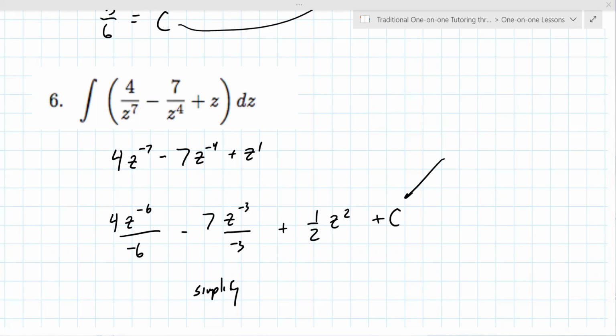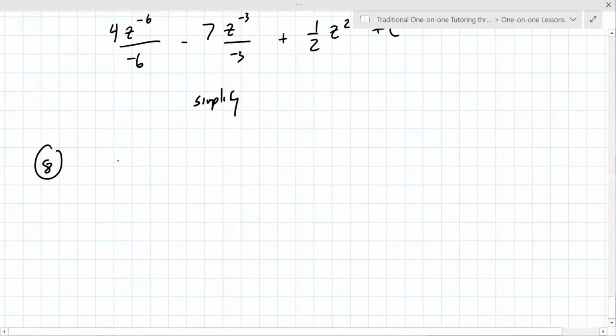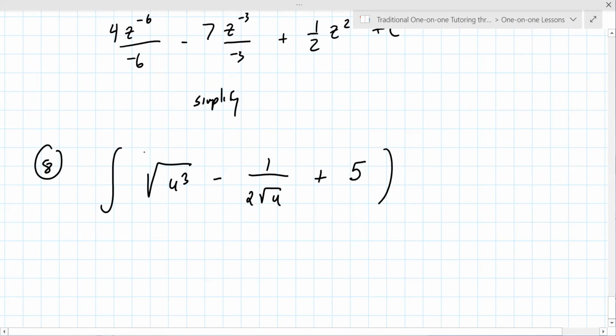Problem like 8 though, kind of introduces something new. Let me vary 8 slightly because it doesn't incorporate all the things I think you might see. So let me just rewrite it here. Integral square root of u cubed minus 1 over 2 square root of u plus 5 du.